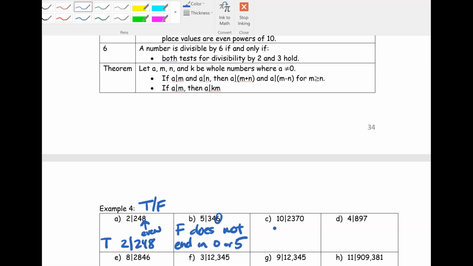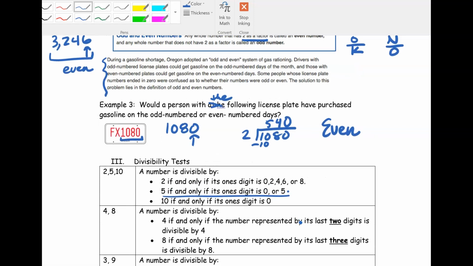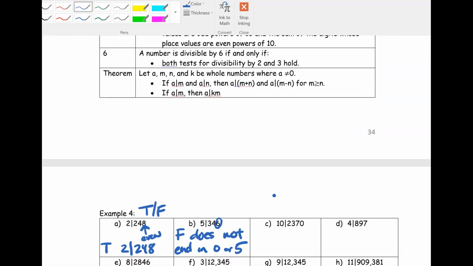For C, a number is divisible by 10 if and only if the ones digit is a 0. So that's also listed up here in the divisibility test for 10. So if and only if its ones digit is a 0. So this number, the last number, is a 0. So we say true, 10 does go into 2,370.